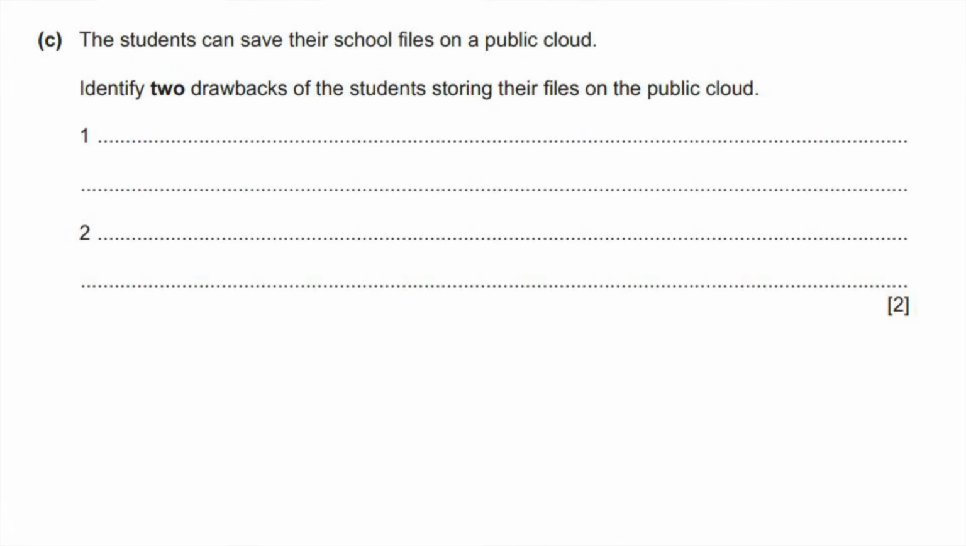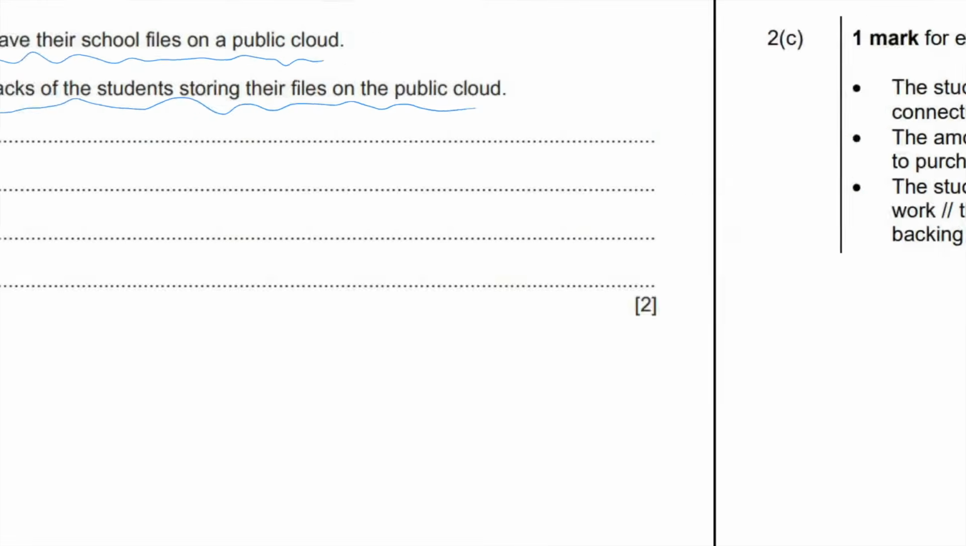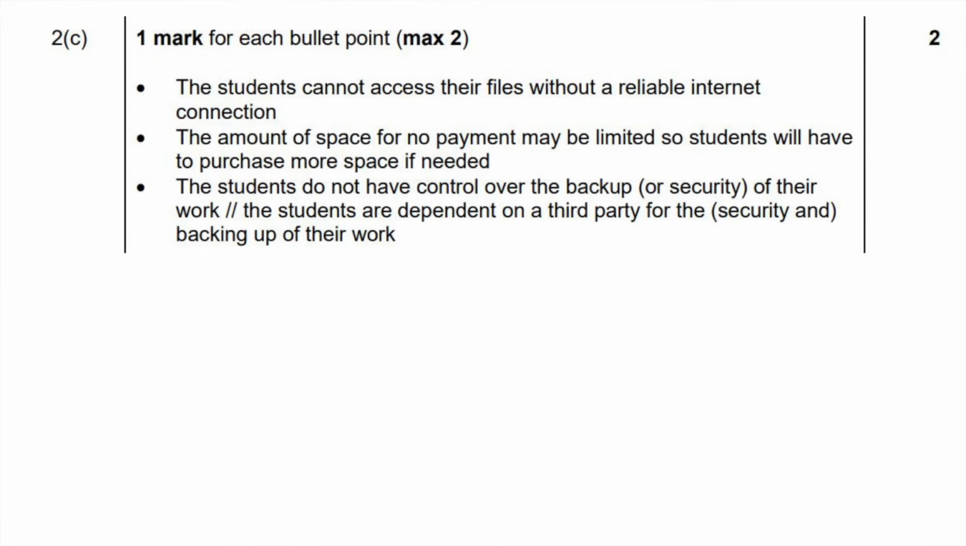So the students can save their school files in a public cloud. Identify 2 drawbacks of the students storing their files on the public cloud. So first, if students were to store their files in a public cloud, they can't access their files without a reliable internet connection, which is what we alluded to before. We're basically accessing a public cloud service through a web browser, which means it's over the internet. And the amount of space for no payment may be limited. In a lot of cases, a certain amount of resources might be free, but at some point you're going to have to pay for what you use.